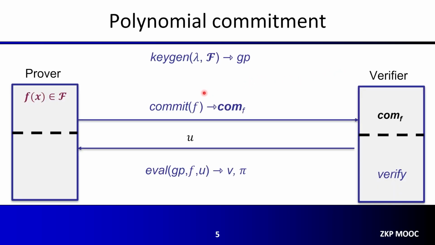Recall that there are 4 algorithms for a polynomial commitment scheme. We have a key generation that generates a set of global parameters, and then the prover calls this commit algorithm to compute the commitment for a polynomial f. Later, for an evaluation point u, the prover calls the eval algorithm to compute the evaluation together with the proof pi. And finally, the verifier calls the verify algorithm to verify the correctness of the evaluation. We're going to go through the 4 algorithms of the KZG polynomial commitment scheme one by one.